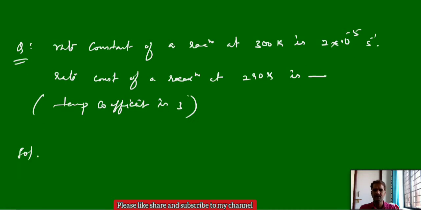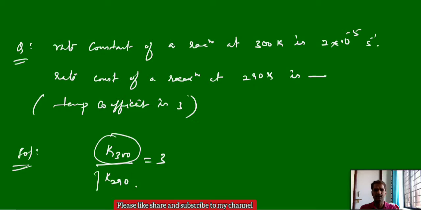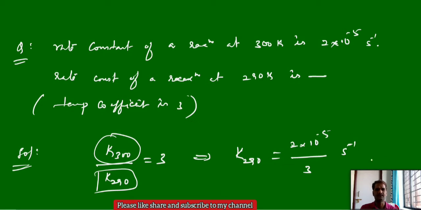How to do this? The rate constant at 300 by the rate constant at 290 is equal to 3, and they gave the rate constant at 300. We have to find the rate constant at 290. So now the rate constant at 290 is equal to 2 into 10 power minus 5 by 3 second inverse. That's it. That is the answer.